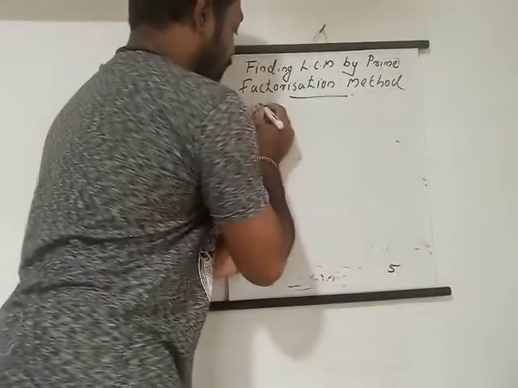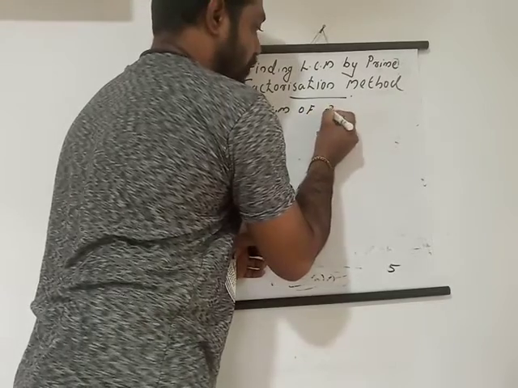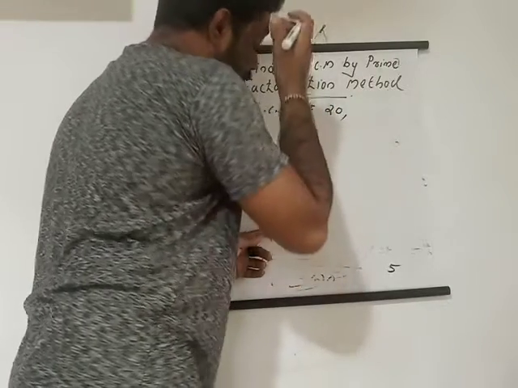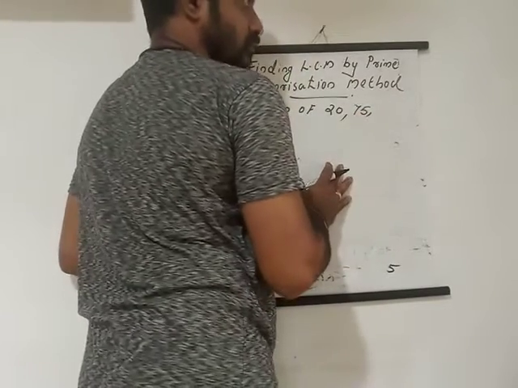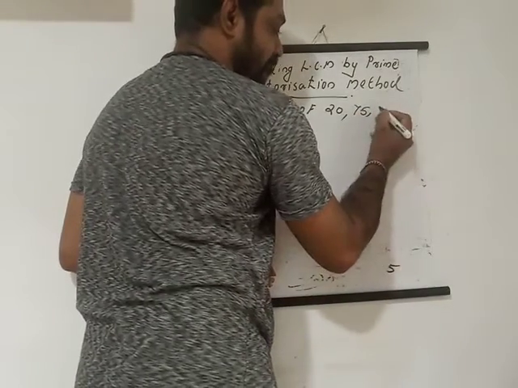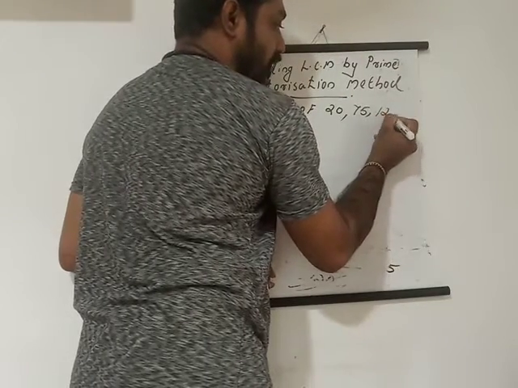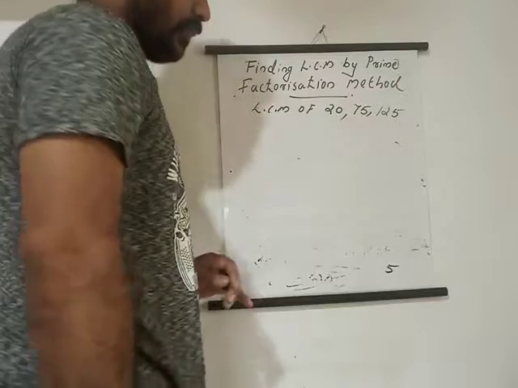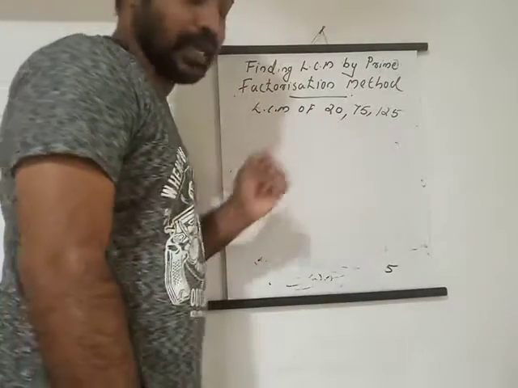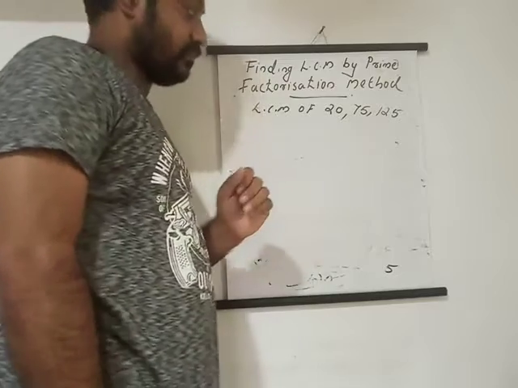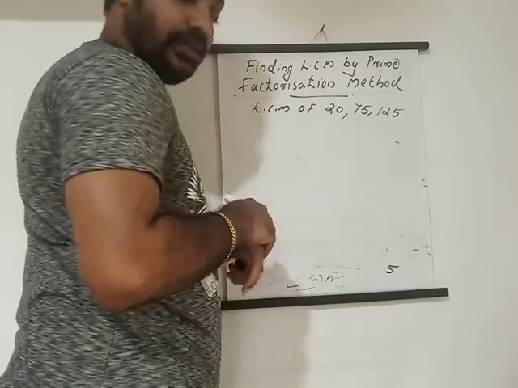Again taking numbers: LCM of 20, 75 and 125. Okay, taking these numbers, 20, 75 and 125. I just took some numbers randomly. So we can check, can we get an LCM? So the LCM of 20, 75 and 125, I'm going to find it.